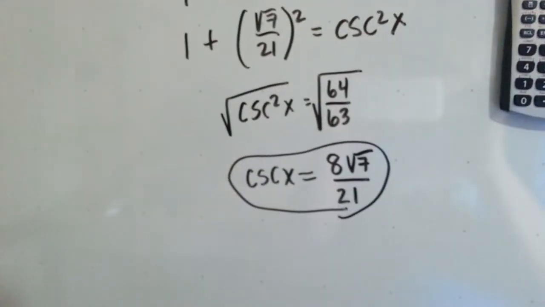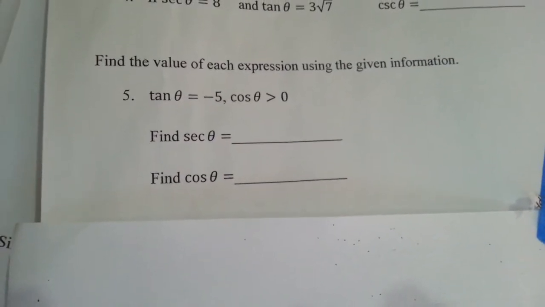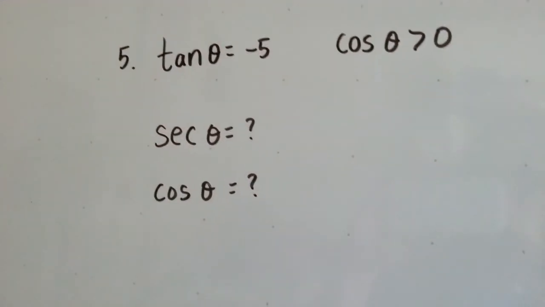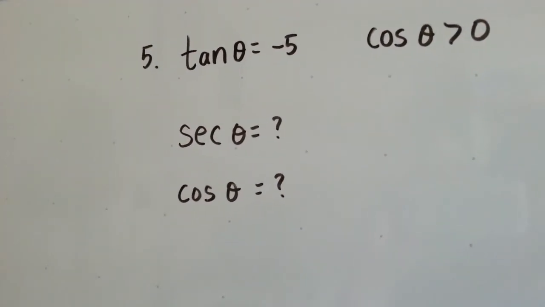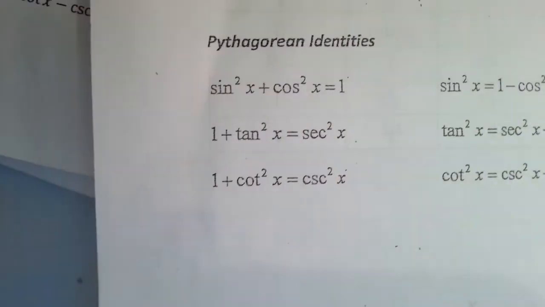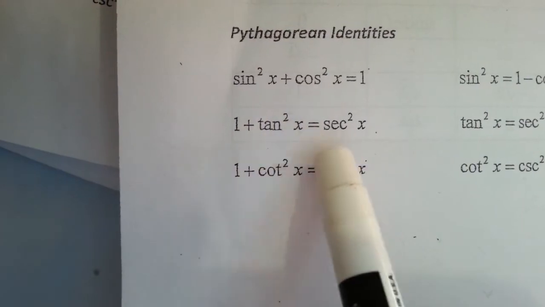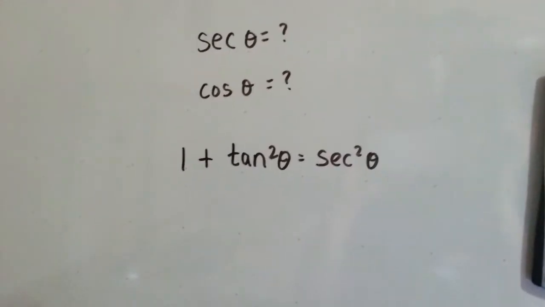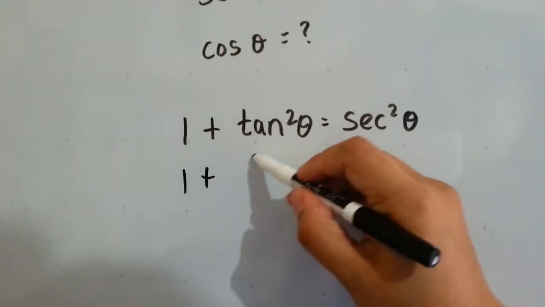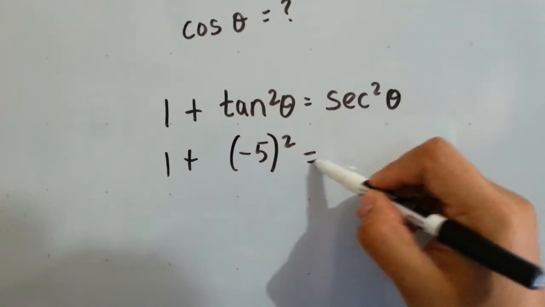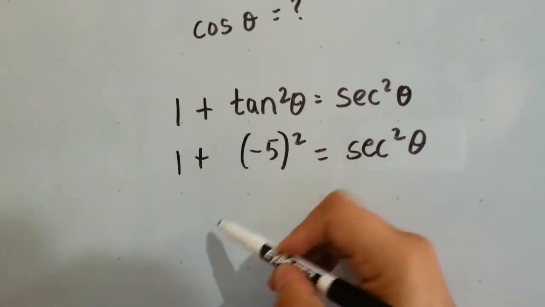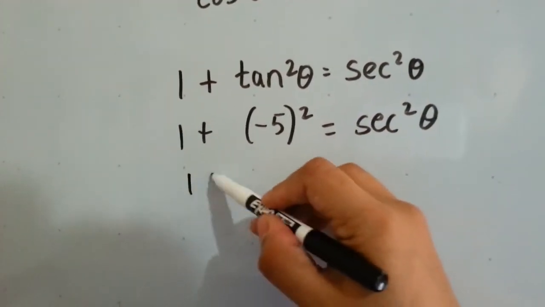Okay, here we go. The next question on the quiz is this one. In order to solve this one, you're going to need an identity, something that relates the tangent and the secant. Here we go, 1 plus tangent squared x equals secant squared x. The tangent is -5. This is 25, 1 plus 25.